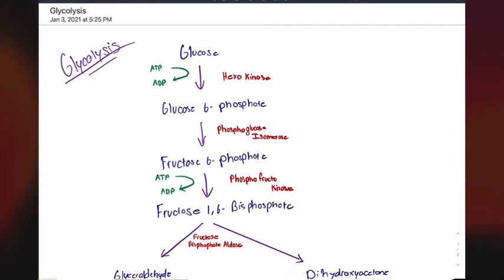So the first thing you'd want to know is glucose. Obviously, you probably know this molecule already. It's a 6-carbon sugar that you take in through dietary means, or it can be generated in other ways as well.